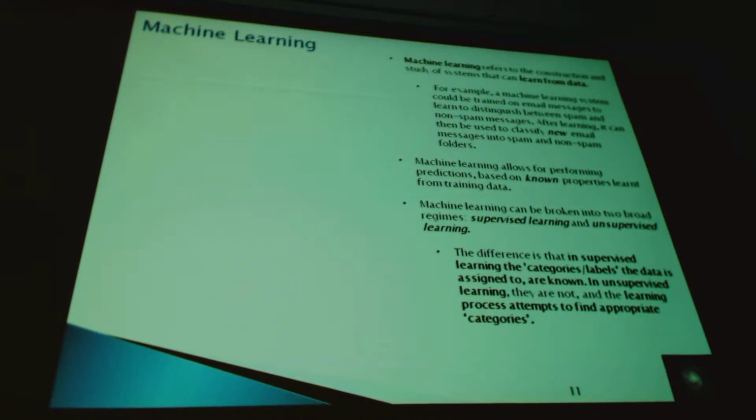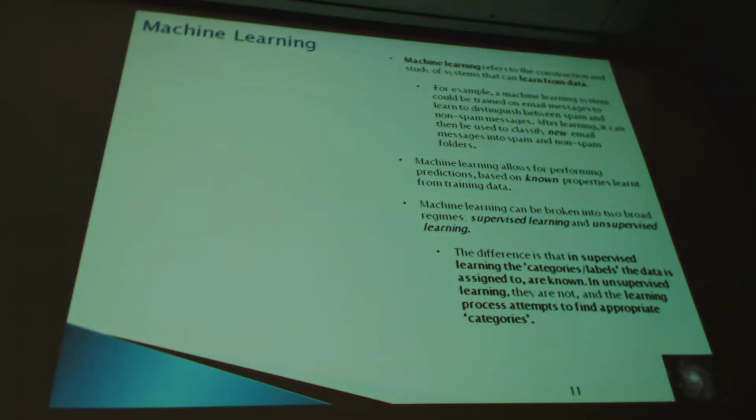So what is machine learning? As everyone knows, machine learning refers to the construction and study of systems that can learn from data. So for example, we have an email system which tries to distinguish between spam and non-spam messages. After some iterations of errors, it tries to improve its performance. So that's the reason it is a learning system. It improves its vision via learning. So that's the machine learning system.